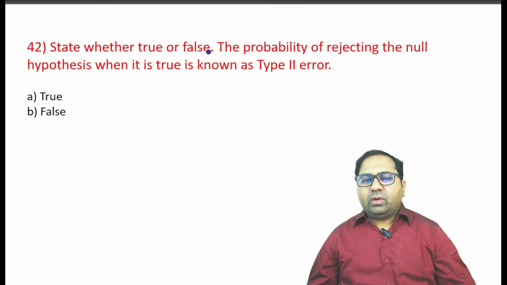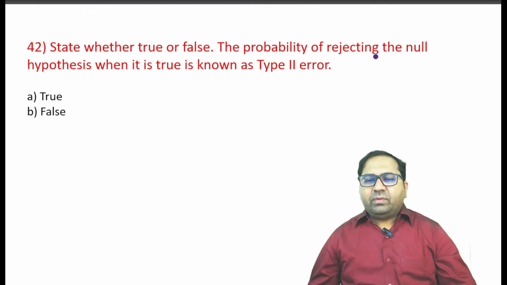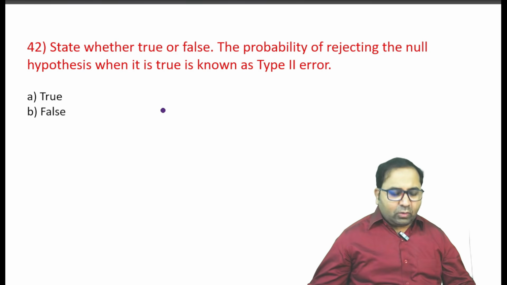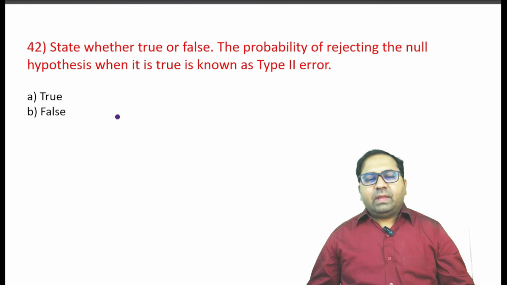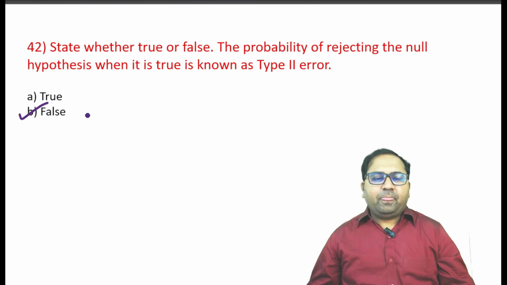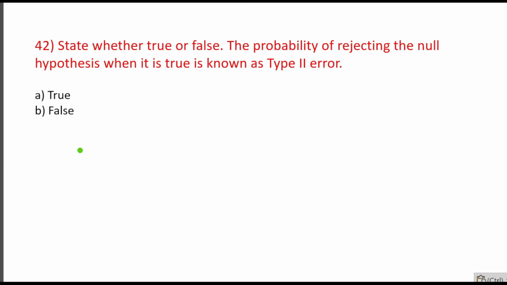Next question, state whether true or false. The probability of rejecting the null hypothesis when it is true is known as type 2 error. Is it a true or false statement? The answer is that it is a false statement. Okay. Now let us see how we came to this answer.